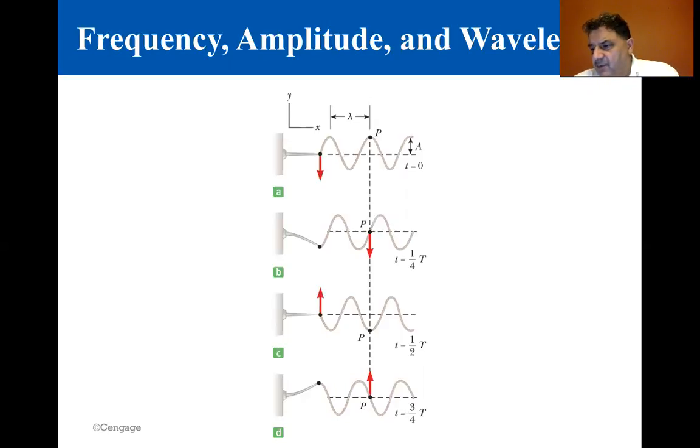Look at the top figure. The horizontal arrows show the distance between two successive points that behave identically. This distance is called the wavelength. Notice that it's from a peak to a peak. You could always use a trough to a trough.